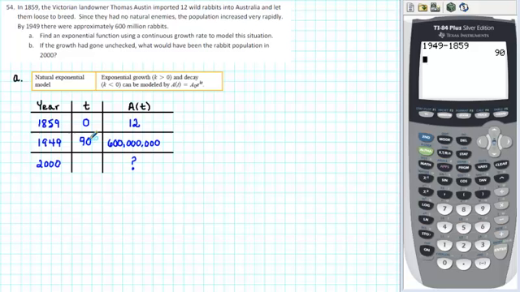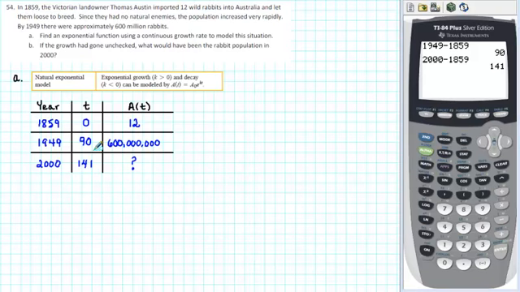Then in part B, we want to determine what the rabbit population would have been in the year 2000 if growth had gone unchecked. So we need to determine how many years past 1859 is the year 2000. We find that that's 141 years later.